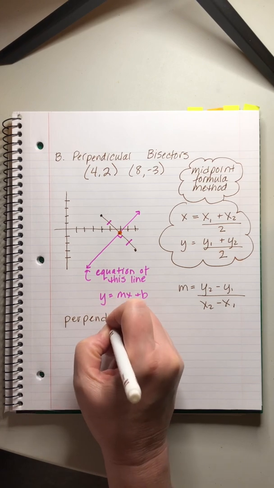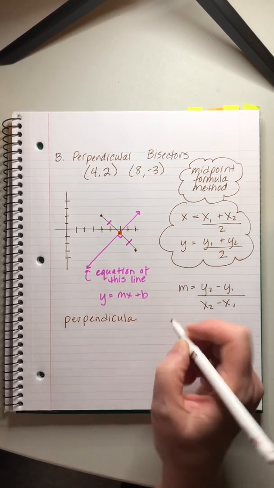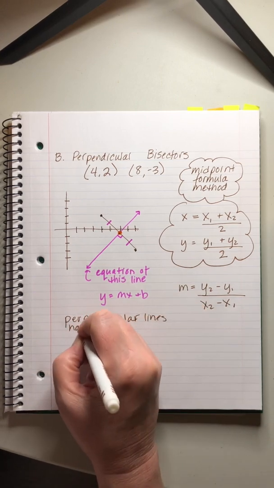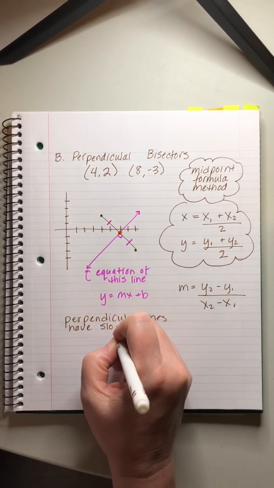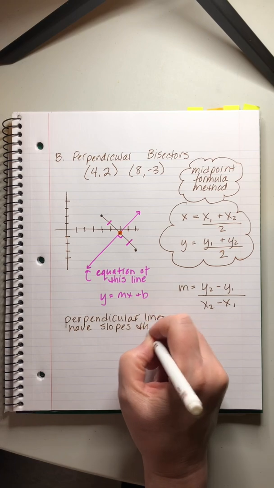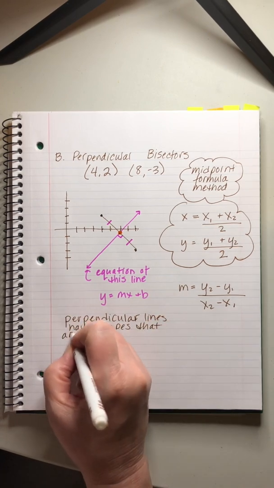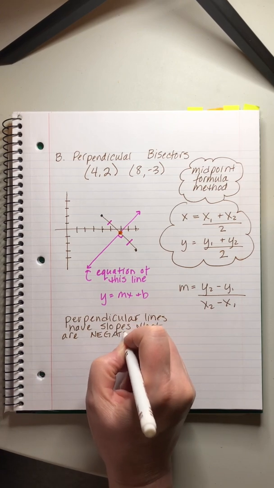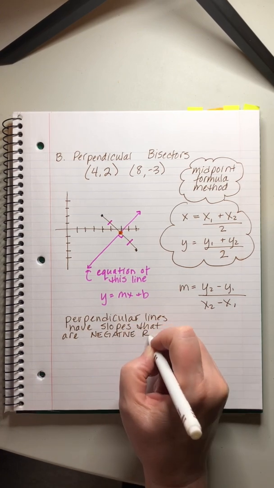See if you remember this. Perpendicular lines have slopes that are, dun dun dun dun, negative reciprocals of one another.